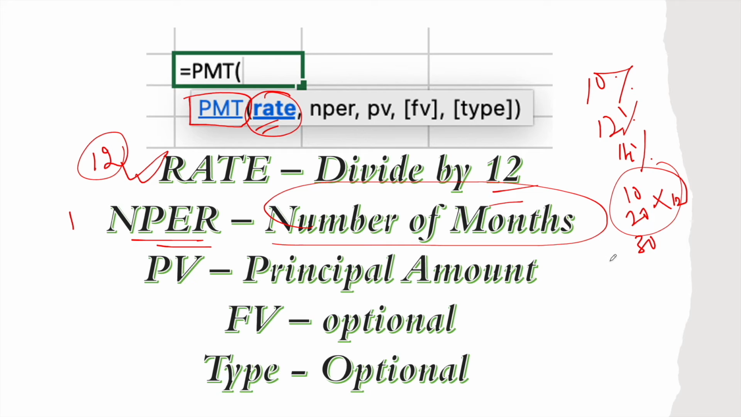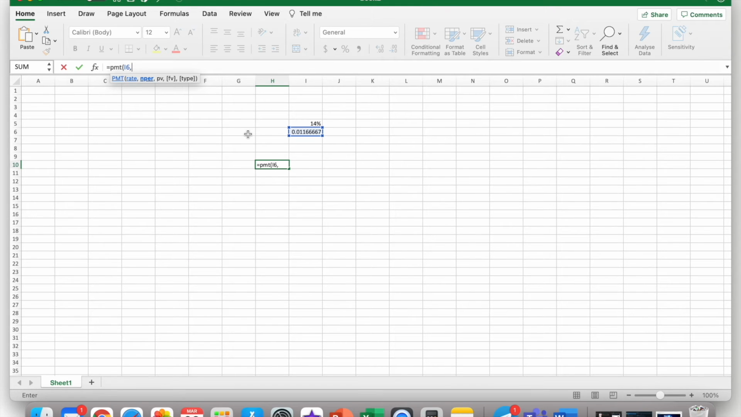Suppose this is a 10 years personal loan you have taken. So the number of months comes down to 10 years into 12, that is 120. So 120 months is your repayment cycle. So your NPER is 120, right?